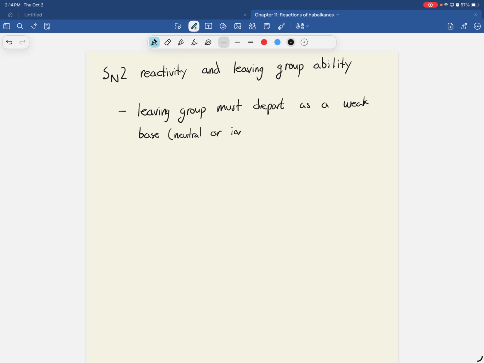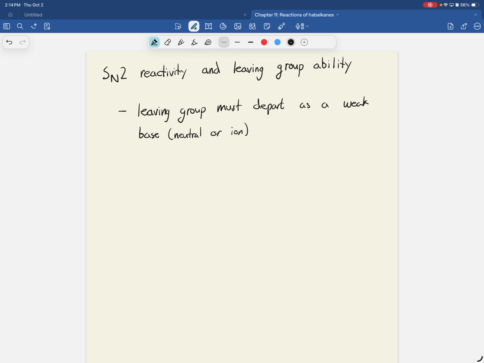Neutral or ion, all right? So there's a trend here. Remember, the weakest base is the most stabilized. So the most stable bases are the easiest to leave because they don't care to react again. Remember? So conjugate bases of the strong acids, those are the best leaving groups.